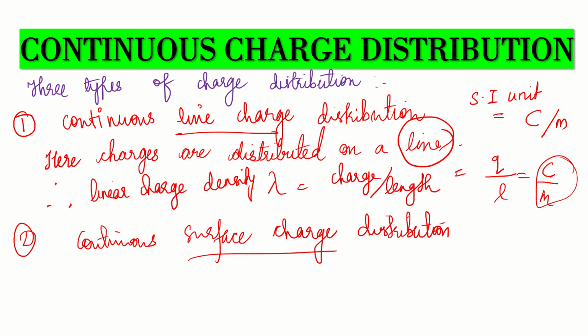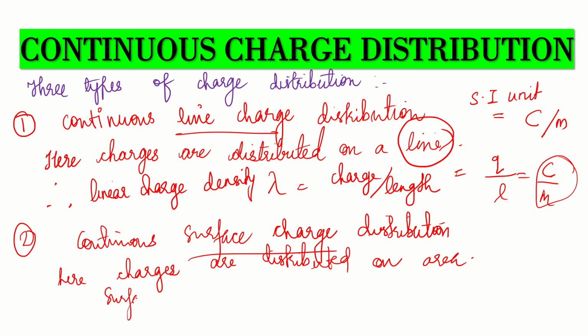Second is continuous surface charge distribution. You will just try defining it. It's the same way as that of the first one. When it was line charge distribution, charges are distributed on a line. When it is surface charge distribution, here charges are distributed on a surface. And what will a surface have? It will have an area, right? So here charges are distributed on area. Don't write surface. What will a surface have? It will have an area. So charges are distributed on area.